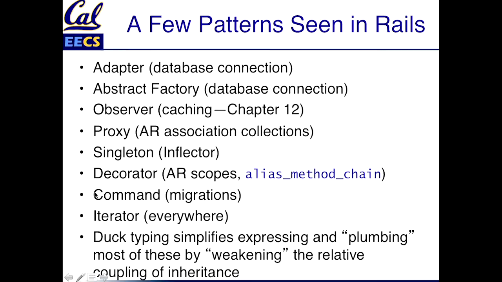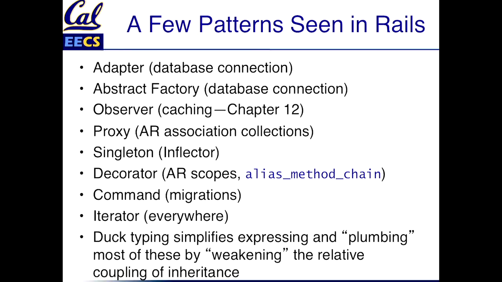The decorator design pattern: when we did Active Record scopes, we saw that you could essentially stack scopes together. That's basically a decorator, right? We're taking something that has some existing behaviors, and we're interposing something that gives you the same API, but adds some additional behaviors on top of it.